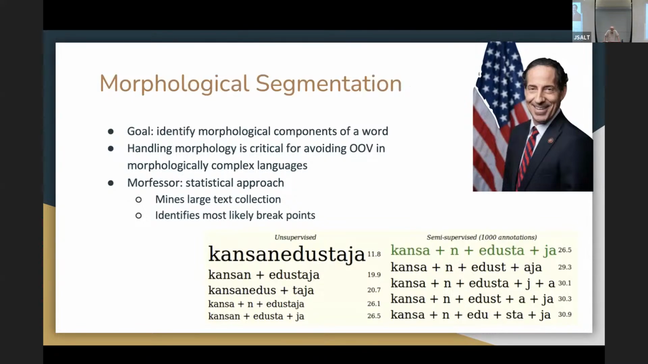Morphological segmentation is breaking apart a single word into its morphological components. I'm not going to talk too much about that here. Let's say here's a Finnish example. And Finnish has a huge amount of morphology. And so you can have 100 different word forms for a single root.